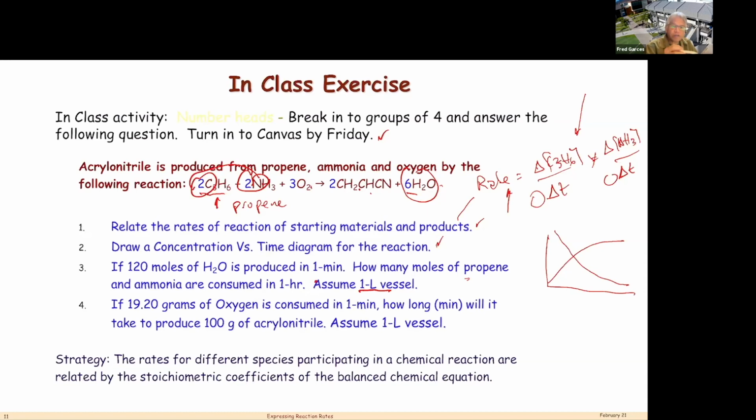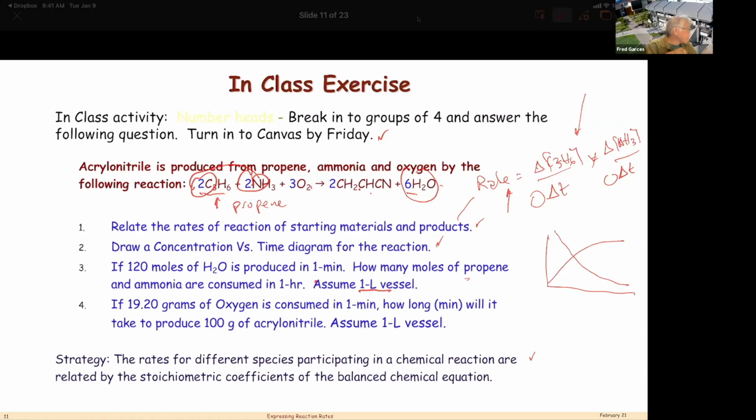It's got parts, but it is very related to what we've talked about. The strategy here, like I said, is that the rates for different species participating in the chemical reaction are related by the stoichiometric coefficients of the balanced equation. And you've seen that in the previous. So we're going to break up into groups.